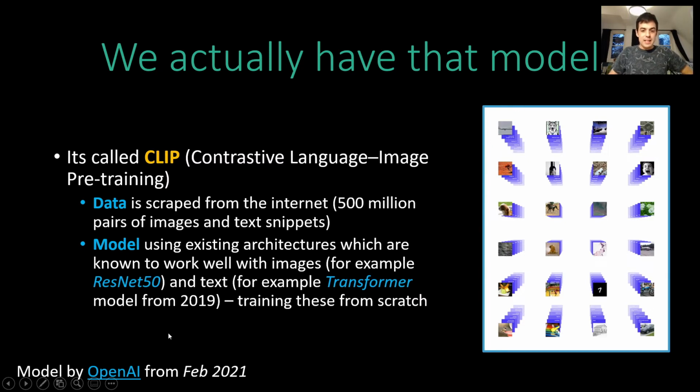Okay, so this is for the data. For the model, they used existing architectures. They are not trying to reinvent the wheel. We already know that when working with images, we have all sorts of convolutional neural networks which work very well with images, so something like ResNet 50 or other models. And for text, from other, newer research, there are some transformer models. And so they used these to make a bigger architecture.